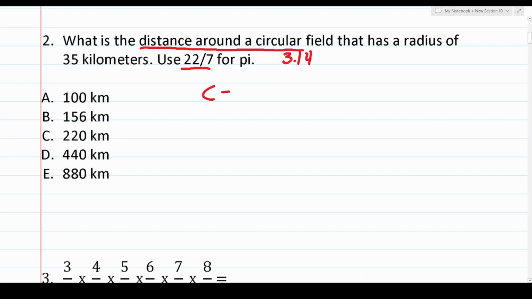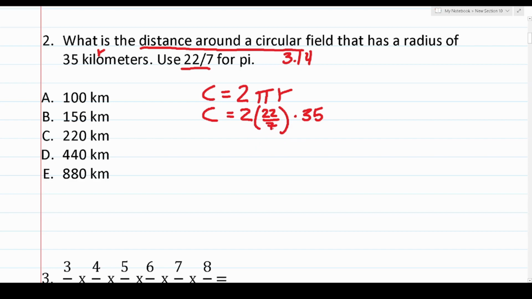We're going to use circumference equals 2 pi r. In place of r, we'll put 35 since we were told that's the radius. And in place of pi, we're going to put 22 over 7. So let's go ahead and keep working this one out. We have 2, and then we have 22 over 7 instead of pi, and then 35 for our radius. Let's go ahead and think about how we're going to solve this one.